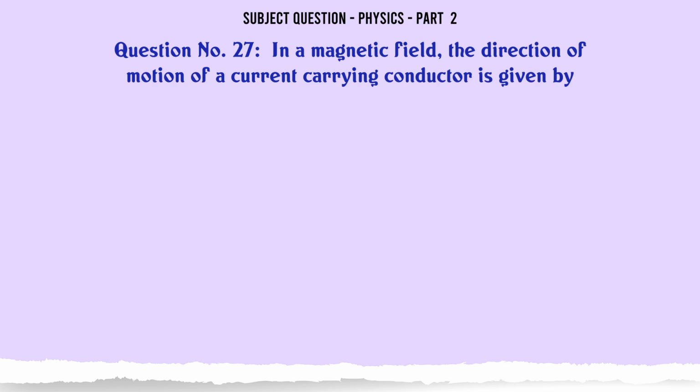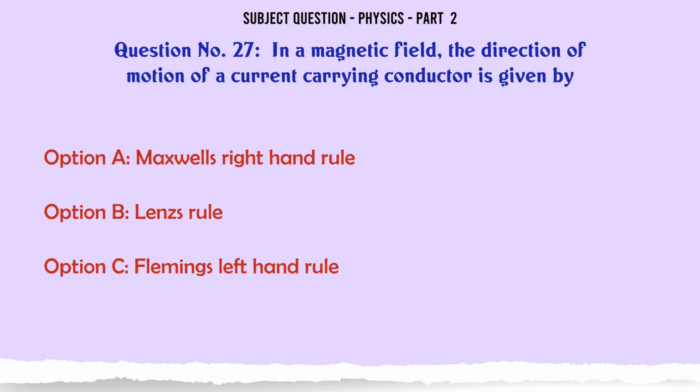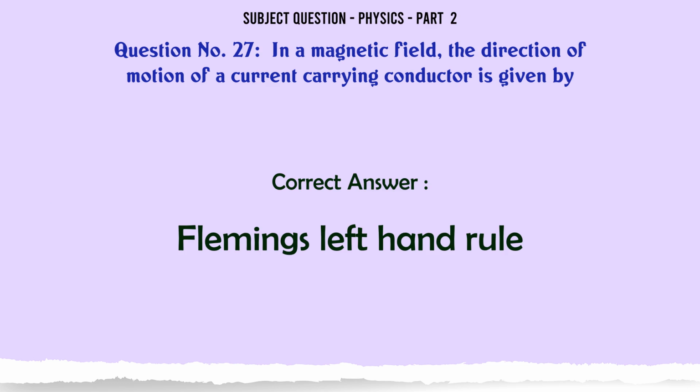In a magnetic field, the direction of motion of a current-carrying conductor is given by A. Maxwell's right-hand rule, B. Lenz's rule, C. Fleming's left-hand rule, D. Kirchhoff's law. The correct answer is Fleming's left-hand rule.